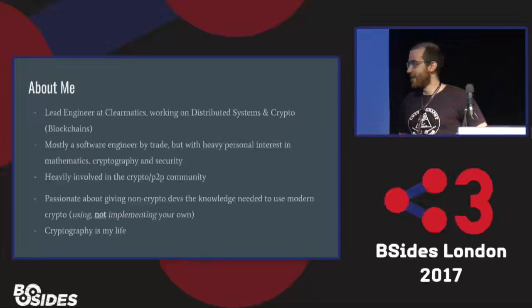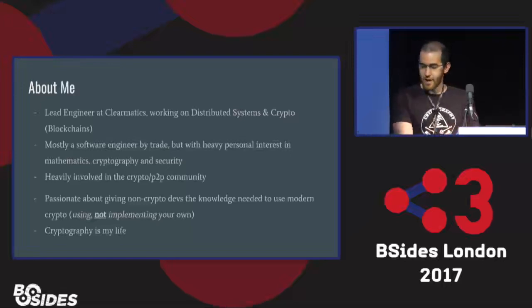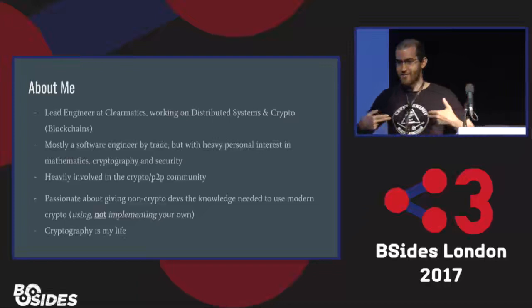It's very different. You can take the libraries and use them to make your own schemes as long as you understand what the primitives give you. Don't roll your own scheme. I wouldn't do that. I take schemes from academic papers and I implement them. I only come up with schemes that I really understand. Also, cryptography is my life. It's really great. You can see from my T-shirt.